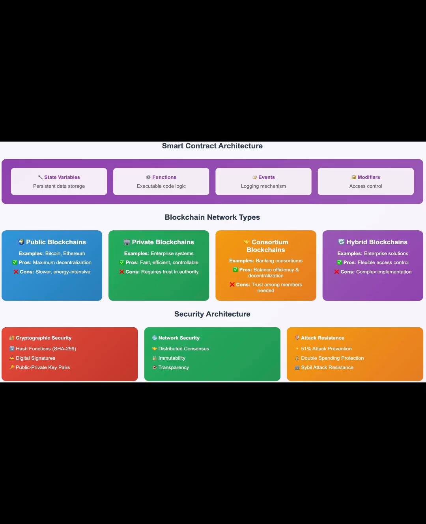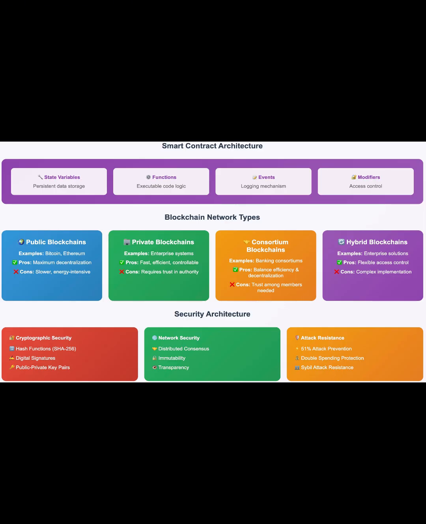Types of blockchain networks. Not all blockchains are created equal. Public blockchains like Bitcoin and Ethereum are completely open. Anyone can participate, but they're slower and use more energy. Private blockchains are controlled by a single organization. They're faster and more efficient, but require trust in that central authority.